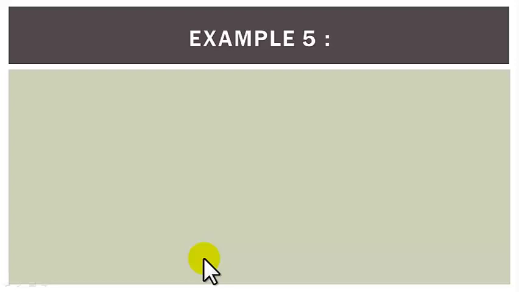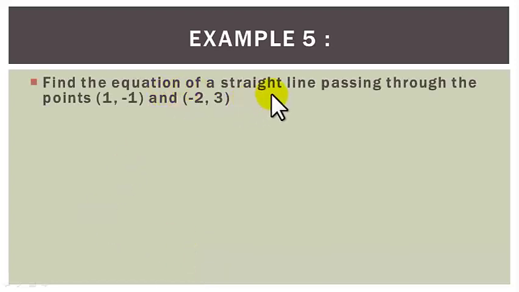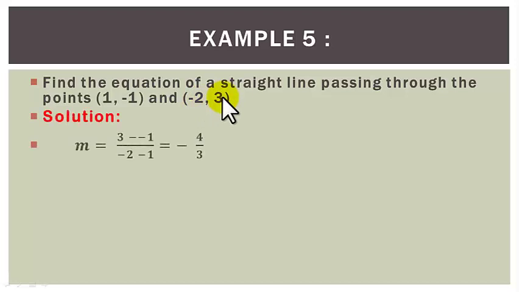Example 5. Find the equation of a straight line passing through the points (1, -1) and (-2, 3). Solution. First, let us find the slope of the line passing through the 2 points. The slope m is equal to y2 minus y1. This is y2, 3, and y1 is -1. So that is 3 minus -1, which is 4, divided by x2 minus x1. That's -2 minus 1, which is -3. So the slope m is equal to -4 over 3.